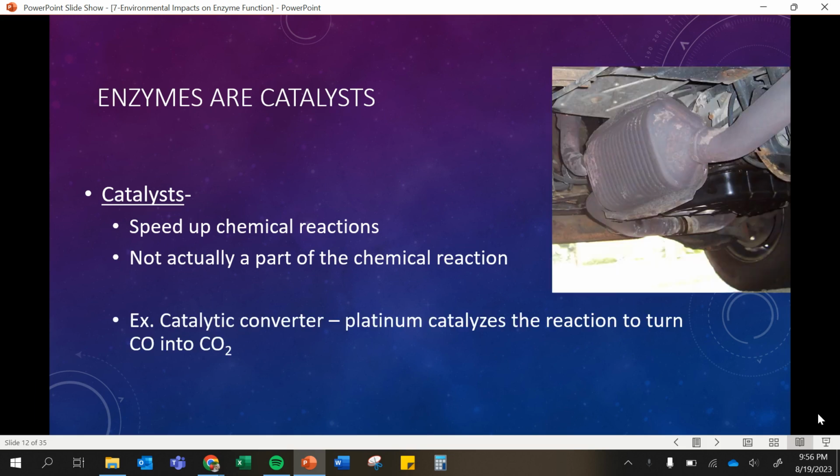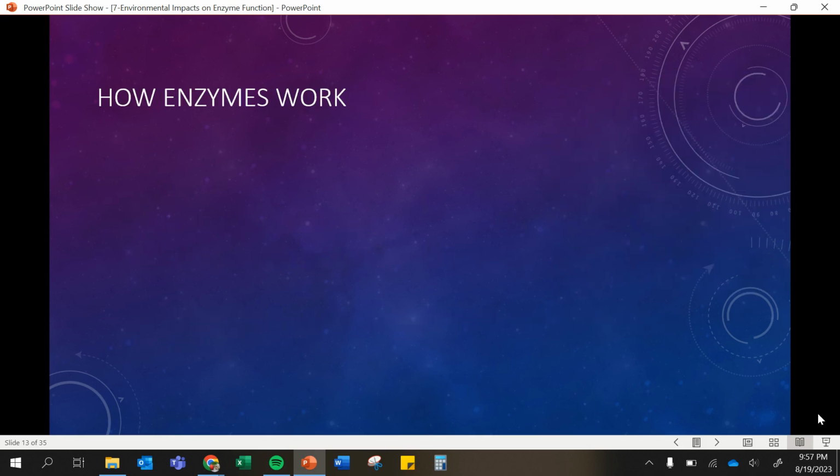An example of this is the catalytic converter in cars. It's actually platinum, and it's catalyzing the reaction, turning carbon monoxide to carbon dioxide. This is just an example of a catalyst. It's something there that helps speed up the reaction.